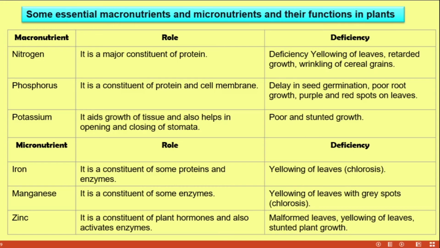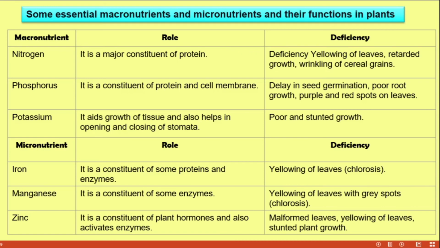First one, macronutrients. Nitrogen. So what is the role? It is a major constituent of protein, okay, right. Then what is the deficiency of nitrogen? Deficiency causes yellowing leaves, retarded growth, wrinkling of cereal grains, okay, right. Next, phosphorus. What is the role? It is a constituent of protein and cell membrane, okay. What is the deficiency? Delay in seed germination, poor root growth, and purple and red spots on the leaves.